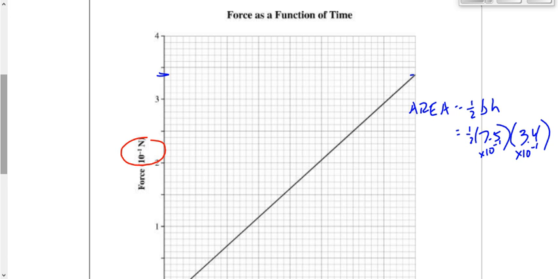Now, I've got to pull out my calculator because I used a different number right here when I did my answer key. We get 0.5 times 0.75 times 0.34 gives me 0.1275. There's my impulse, right?